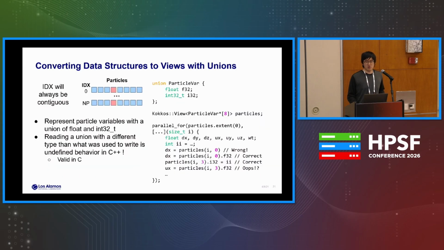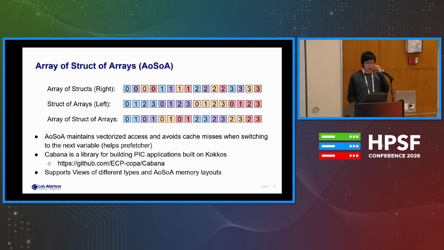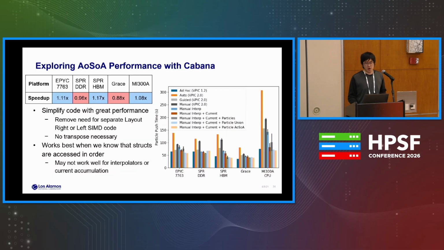So what we can do is use array of structure of arrays. If we're just reading in all the data in order, this should, in theory, be the ideal format. So we can get vectorized accesses. We can essentially help the prefetcher by having it automatically select the next variable. We are using the Cabana library for this. It also gets rid of our annoying integer float issue. So at least for the particles, this should be our ideal case. And we do get very good performance across the board.